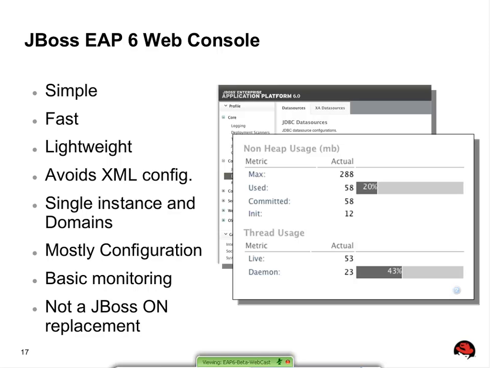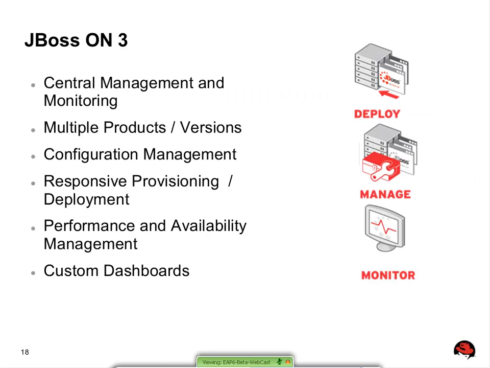This is the built-in tool. It's the default tool. It's simple and lightweight, very fast, but it in no way competes with JBoss Operations Network 3, which is part of our managed offering for EAP and other products. JBoss Operations Network is focused on managing all products within the JBoss portfolio, from ESBs and portals to EAP, web servers as well. It manages multiple products, but also multiple versions of those products.